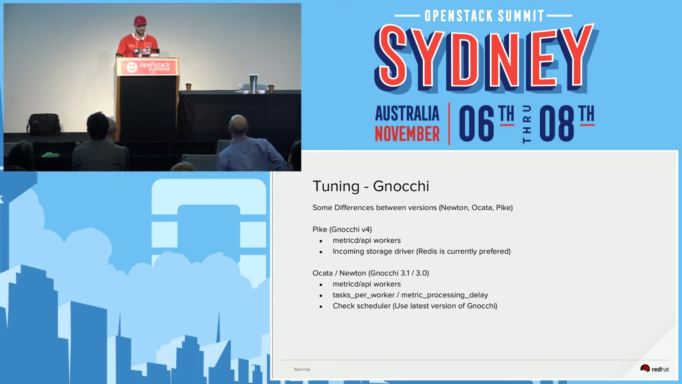For Okada and Newton, you want to tune your metricd and API workers as well. And you also have some fine tuning between your tasks per worker and your metric processing delay there. And the last thing I want to mention is you want to avoid the scheduler.